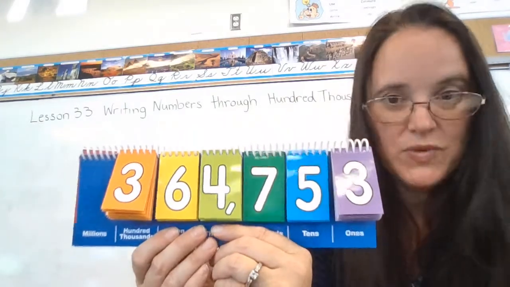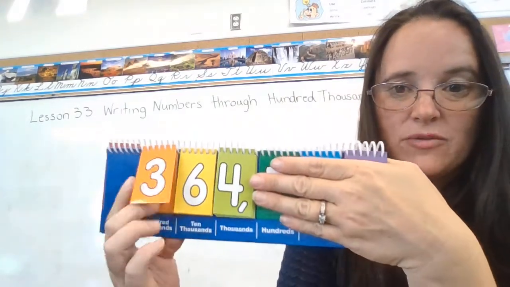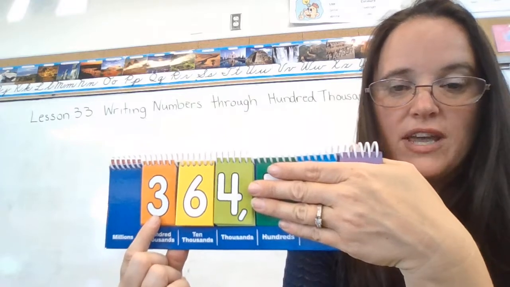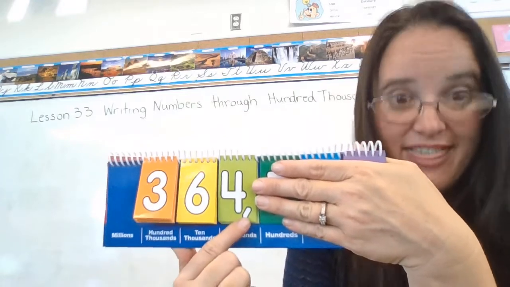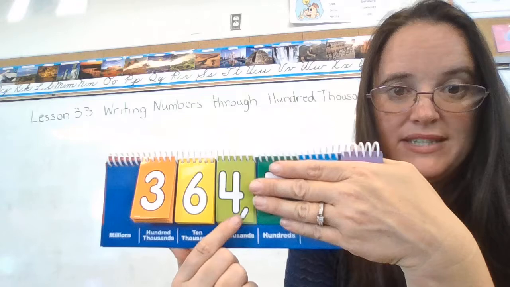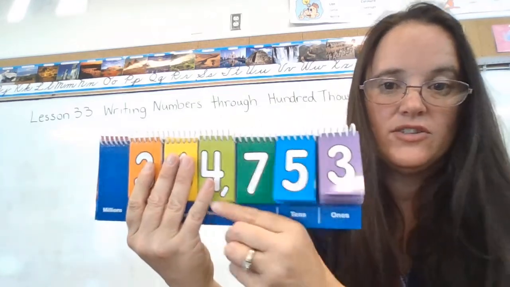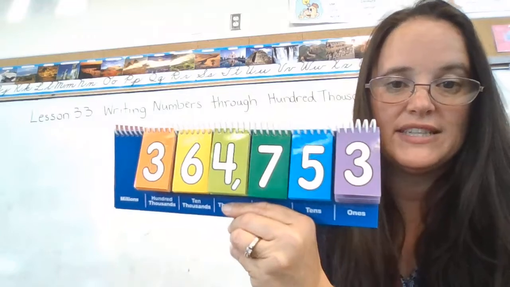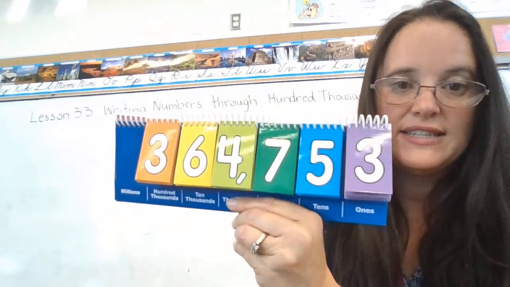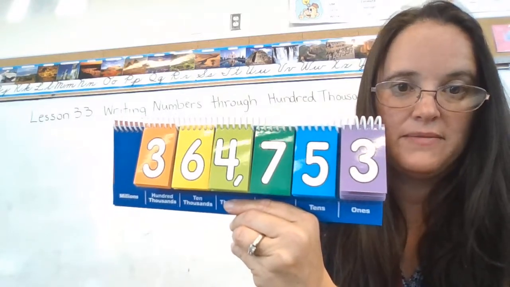Gonna make it even bigger as I add 100,000, or 300,000 in this case. Once again, we just read it in sections. We'll cover up these three, and we read this number, 364,000, that's what we say at the comma, and then 753. So the whole thing would be 364,753.